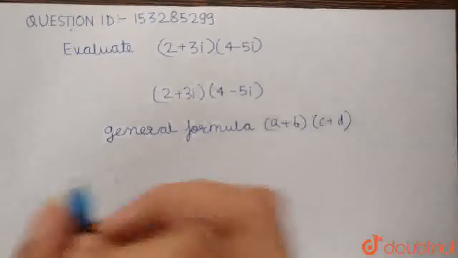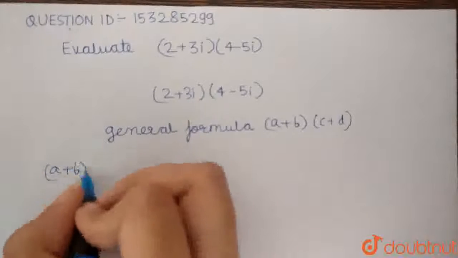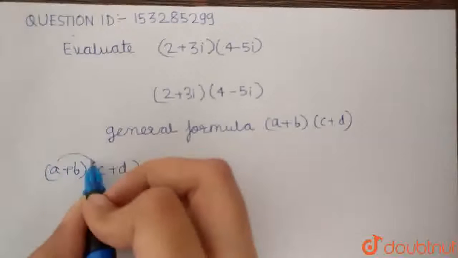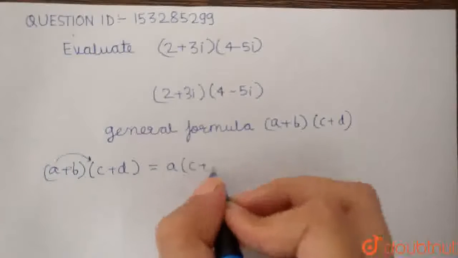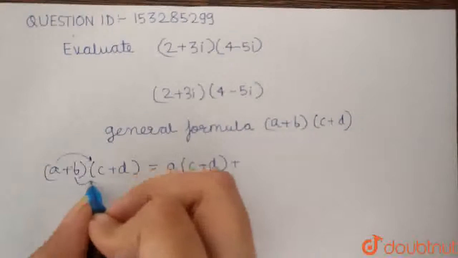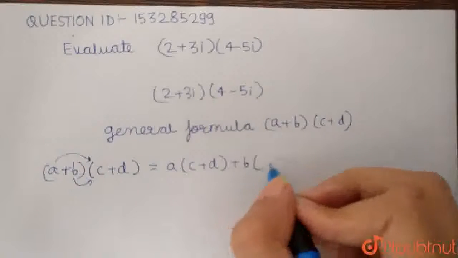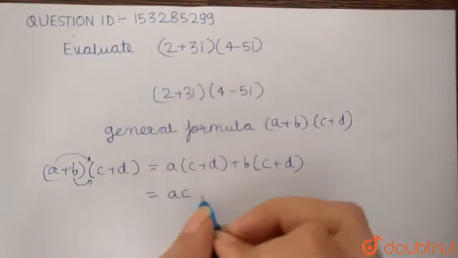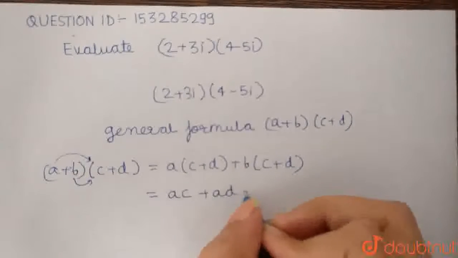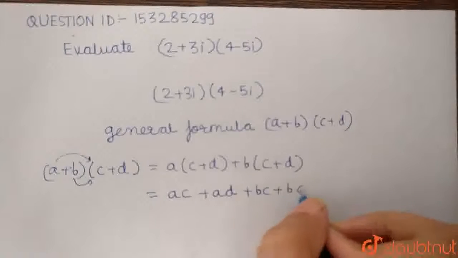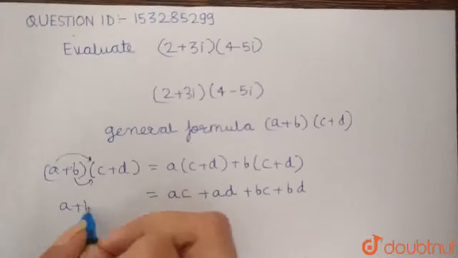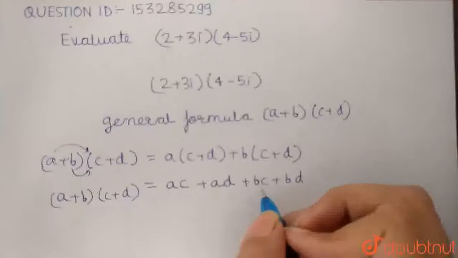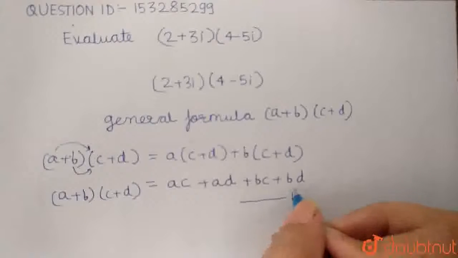Now as we know, in (a + b)(c + d), first a would be multiplied with (c + d), which is a into (c + d). Further, b would be multiplied with (c + d), which would be b into (c + d). In the next step, we open brackets, so we get ac + ad + bc + bd. Therefore, (a + b)(c + d) equals ac + ad + bc + bd. Let us mention this as equation number 1.